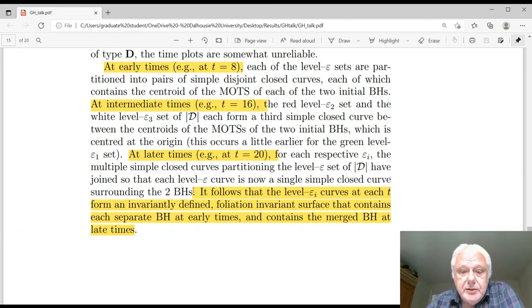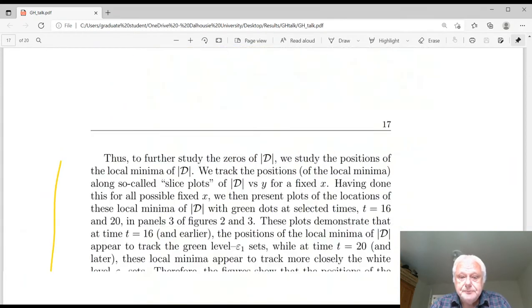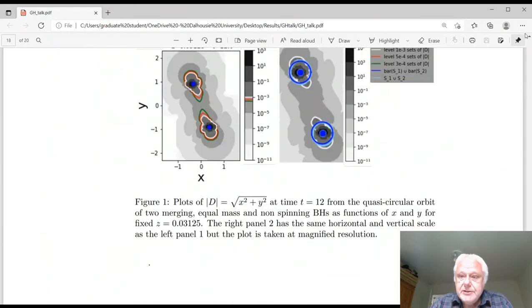And we do it by looking at the so-called level epsilon curves. That is where the magnitude is equal to a very small number, and various level curves for different values of epsilon are actually calculated. So we're looking at the level sets, the level epsilon sets. These are sets where this absolute value of D is equal to a very small number, and we're mapping them. So going to the diagrams. So this is a description of diagrams. Let me try to describe what's happening.